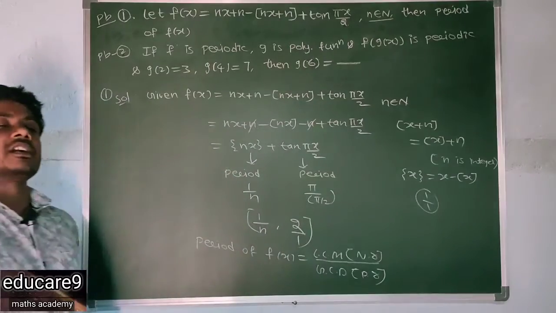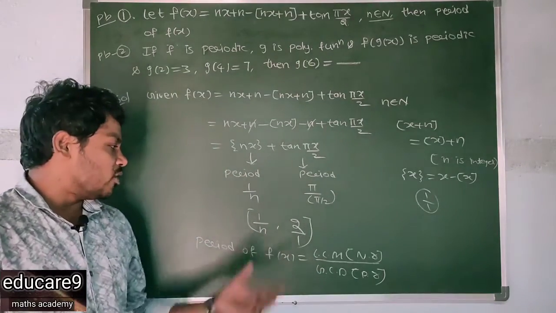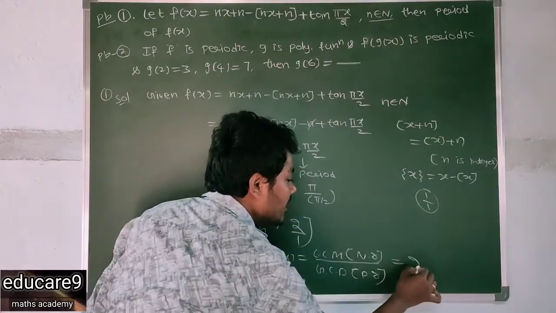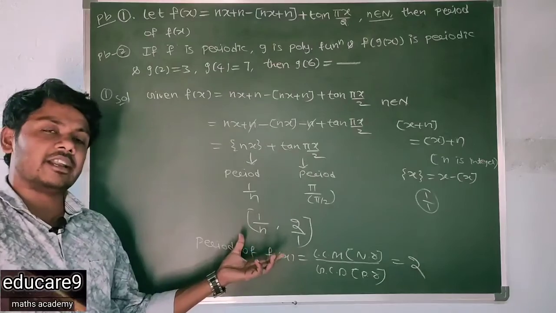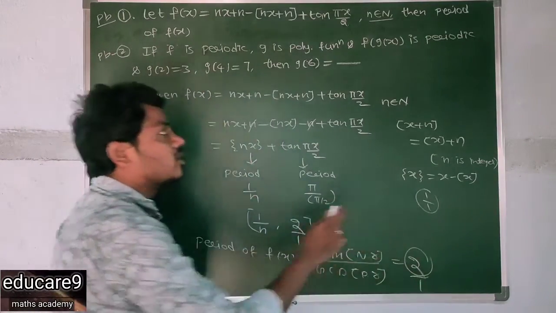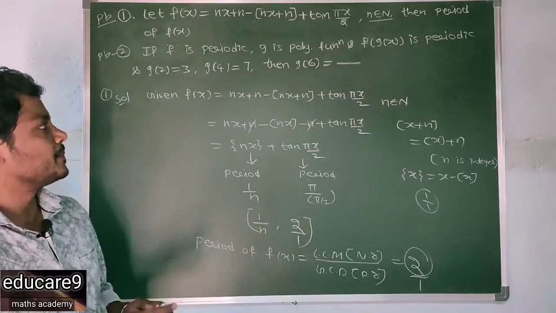So this is the one condition for finding the period of the function. See here, what is the LCM of the numerators? 2 is the LCM. And what is the GCD of the denominators? Clearly 1. Therefore, 2 is the period of the given function.